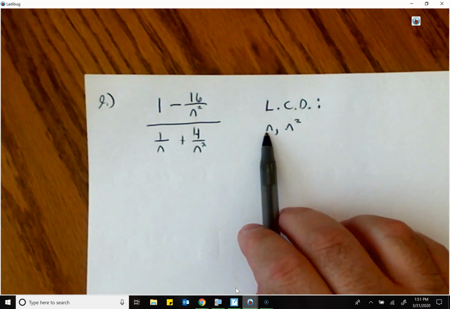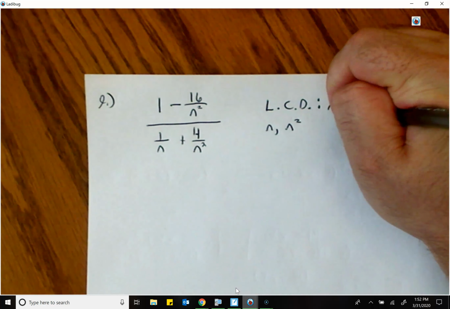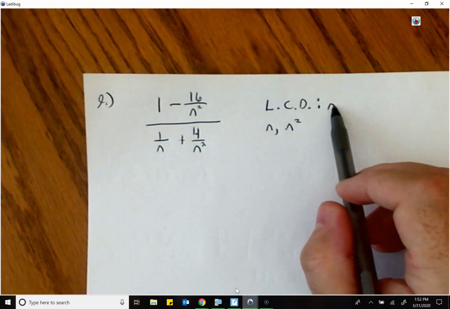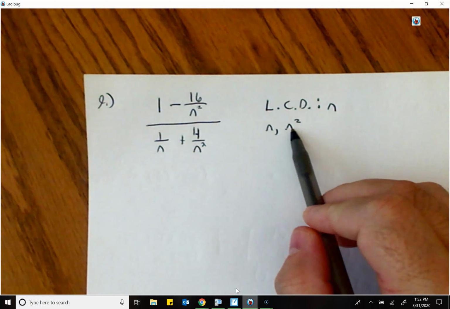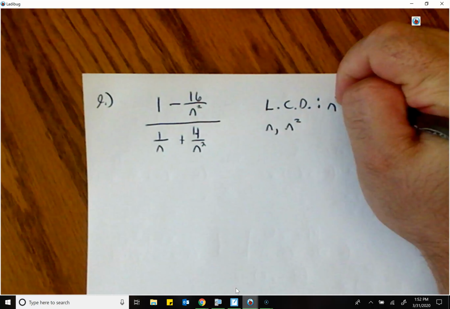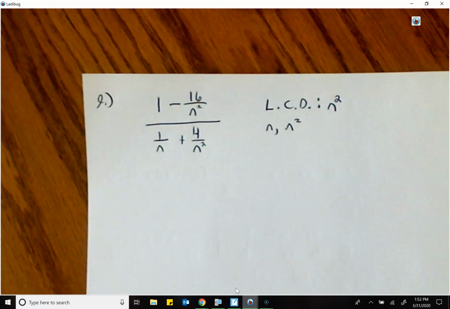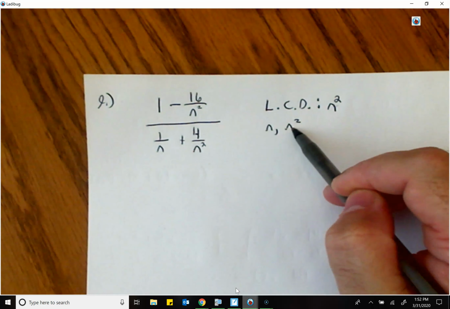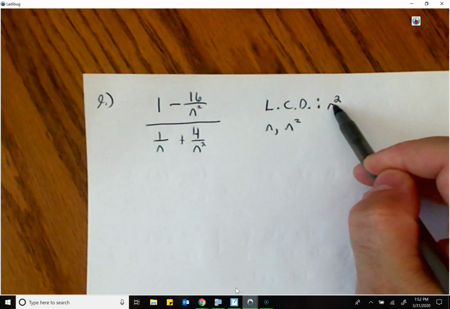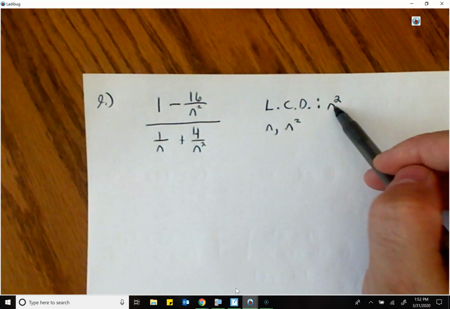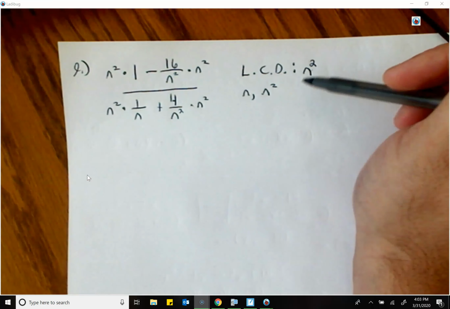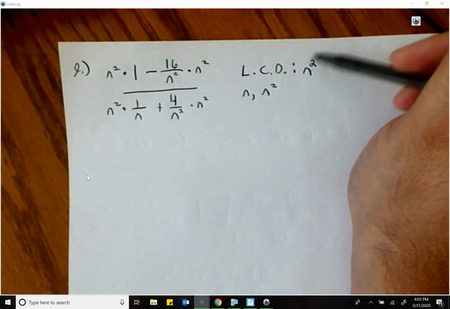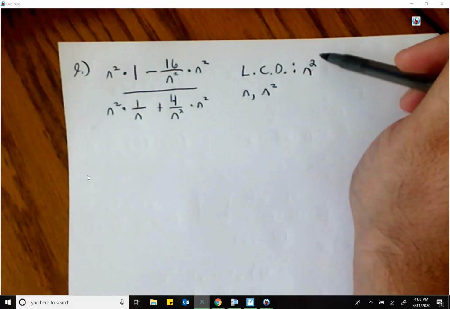Again, if I write down the first denominator, it's just n. But does one n cover n squared? No. So I have to make it n squared. That's my common denominator, because n squared covers n squared, because there's two n's here, two n's there, and two n's definitely cover one n. So we now know that the LCD, the least common denominator, is n squared.